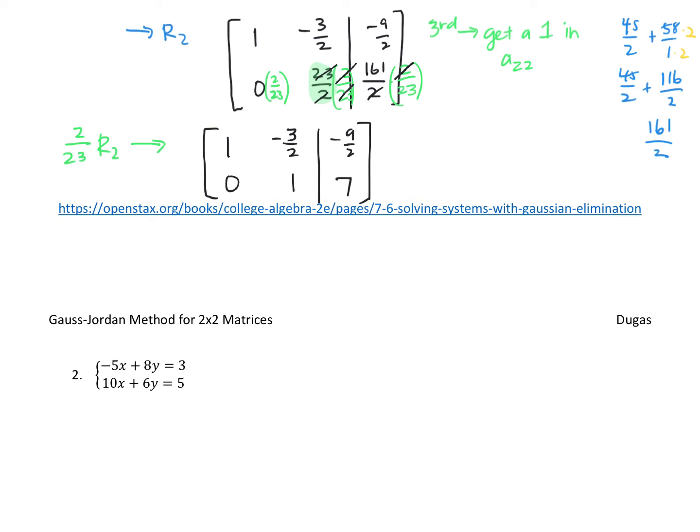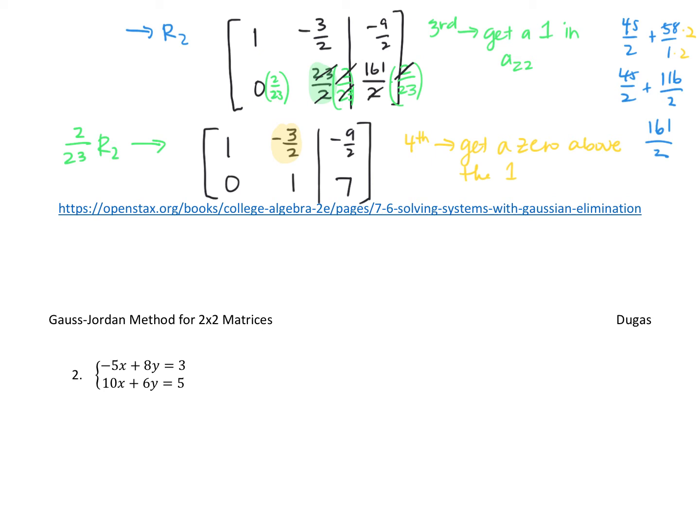Okay, so now I finished the third step. The fourth step is to get a 0 above the 1 I just found. So this negative 3 halves needs to be a 0 for this to look like the identity matrix.